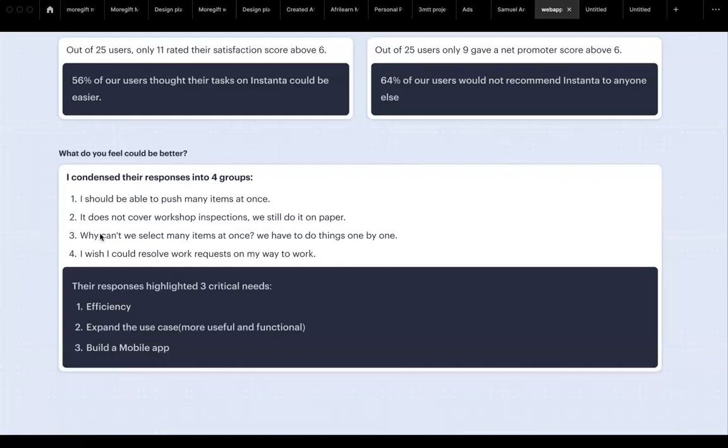So why can't we select many items at once? They want to be efficient. They want to do more things at once. You see, these guys are judging success by how many tasks they can achieve per minute, or per second, or per unit of time. Then, it does not cover workshop inspection, we still do it on paper. This one doesn't want to be doing the same task on paper, which can be lost. You should be able to push many items at once.